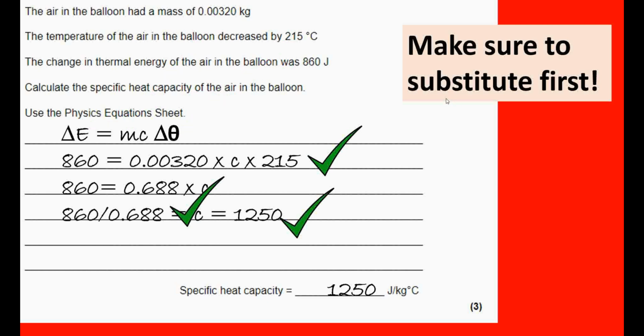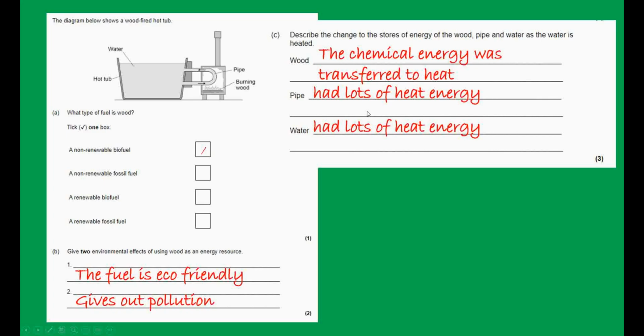Okay, moving on. Next question. We've got a hot tub. It's filled with water. It's got a pipe that connects it to a wood-burning stove of some sort. And we need to say what type of fuel is used. And we've got 4 options. We've got this tick box choice. We need to give 2 environmental effects of using wood as an energy resource. And we need to describe the change to the stores of energy of the wood, pipe and water as the water is heated. Oh, that's a big sentence. So I want you to see if they get any marks, see what you would change, see what you think is true. Okay, pause the video here.